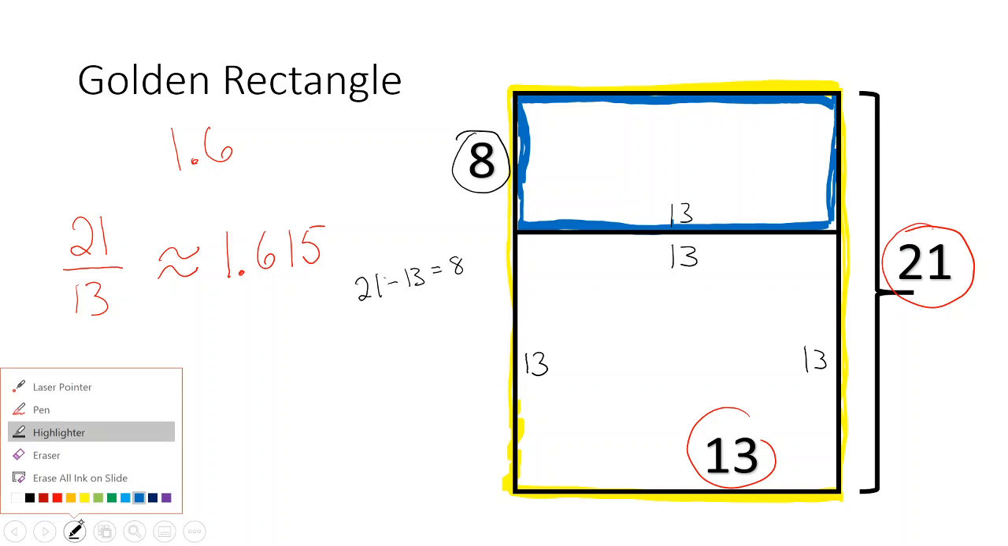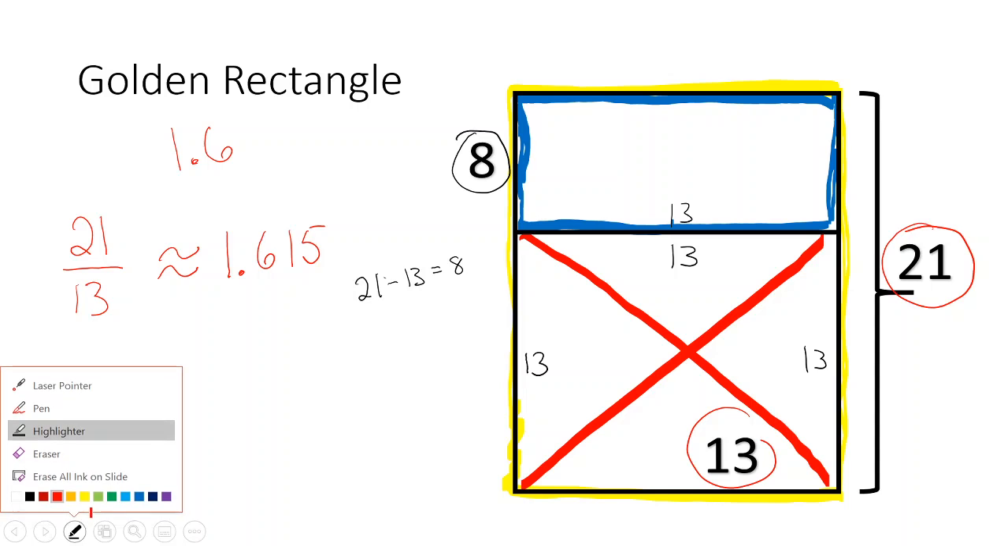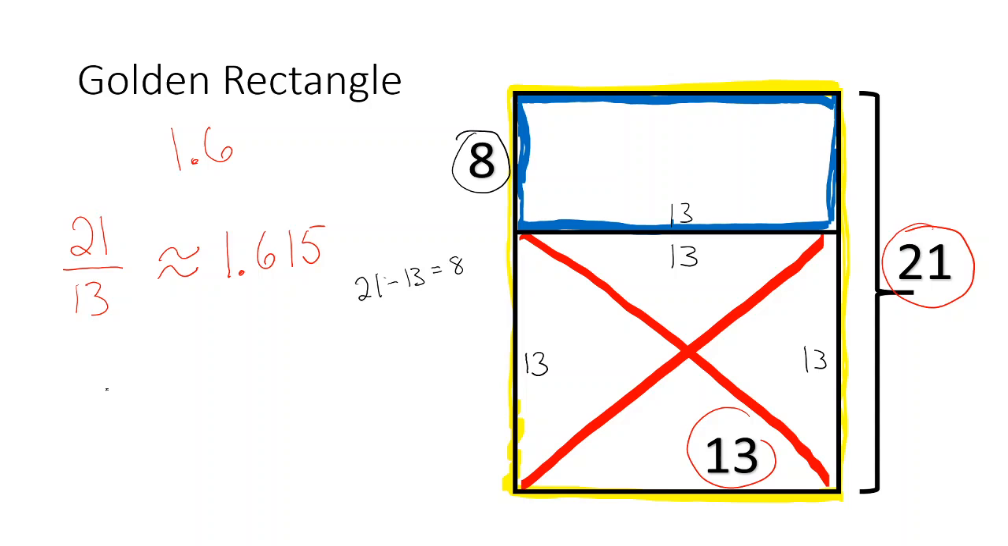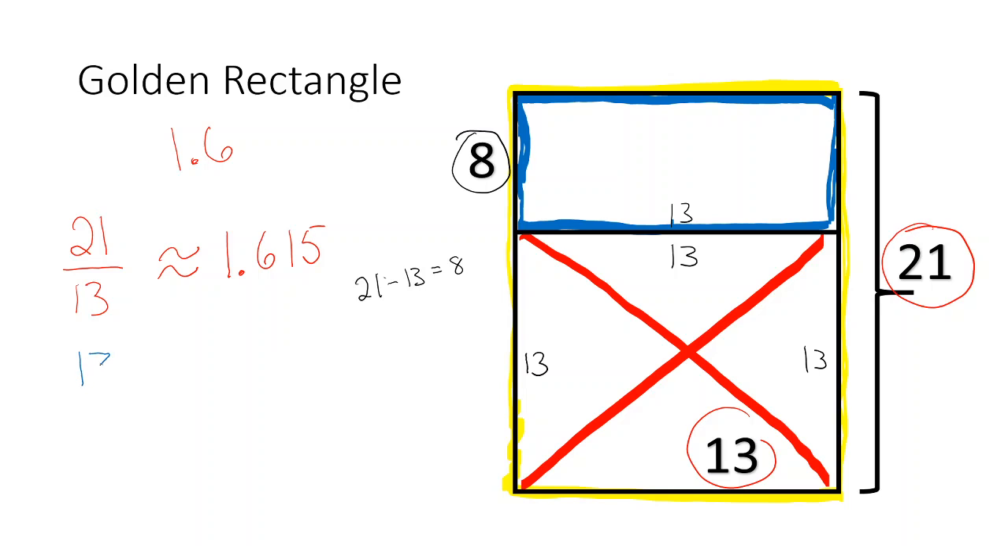So I took the 13 by 13 square and cut that out. If what I started with was a golden rectangle, what should be left is another golden rectangle. So it's 13 divided by 8, which on my handy dandy calculator gives 1.625. You can see that's approximately 1.6.